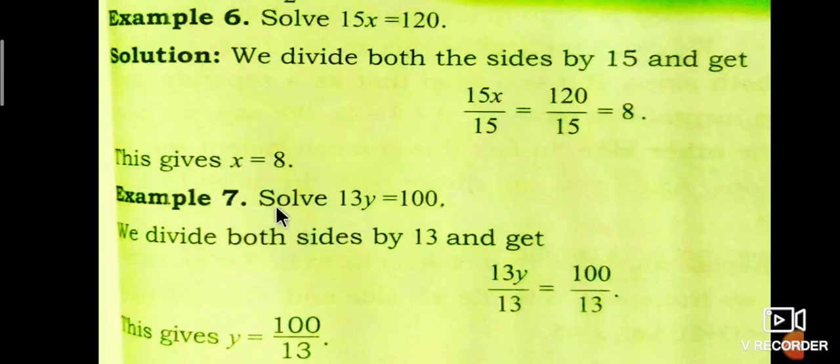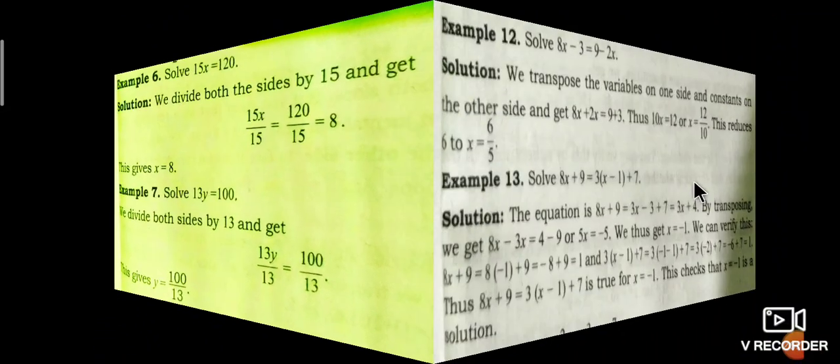Next, another example: solve 13y is equal to 100. It is solved by dividing both sides by 13. We get 13y divided by 13 is equal to 100 divided by 13. Therefore, the 13s get cancelled, and y is equal to 100 divided by 13, which is the solution of the given equation. It is very simple.